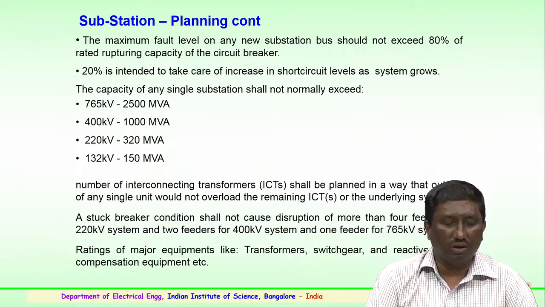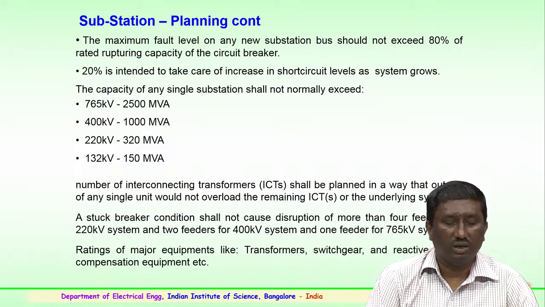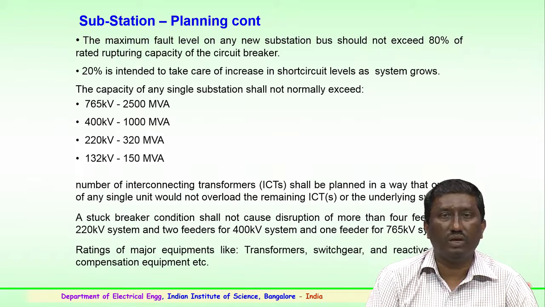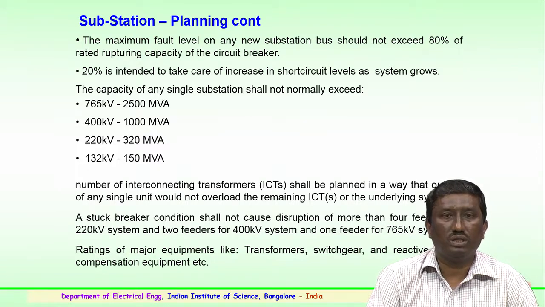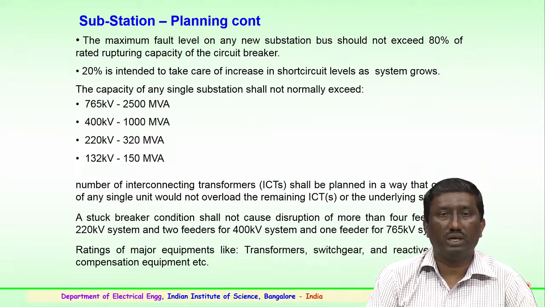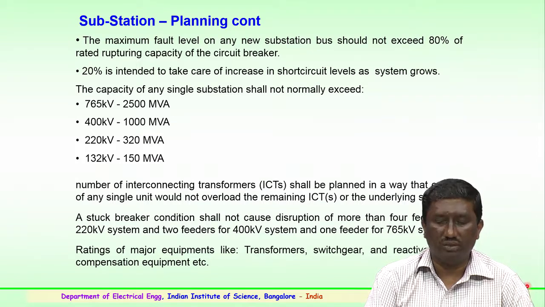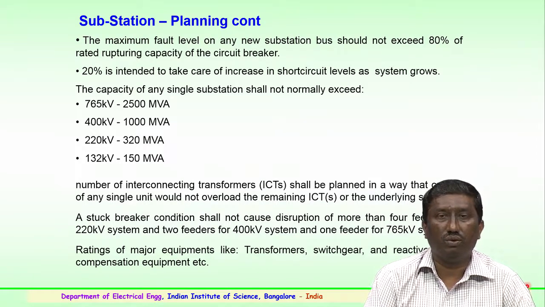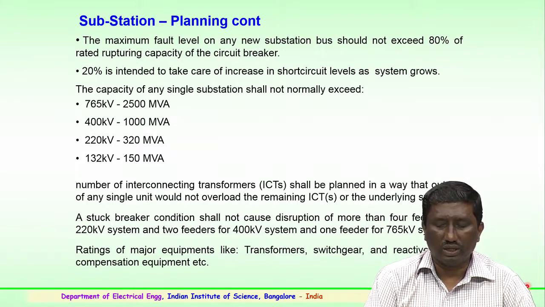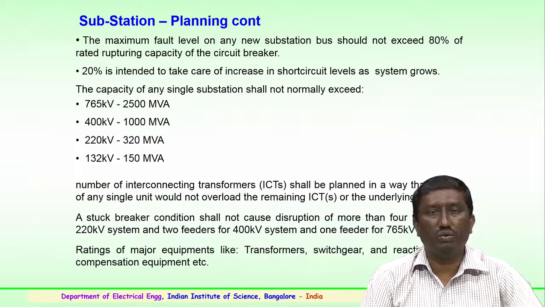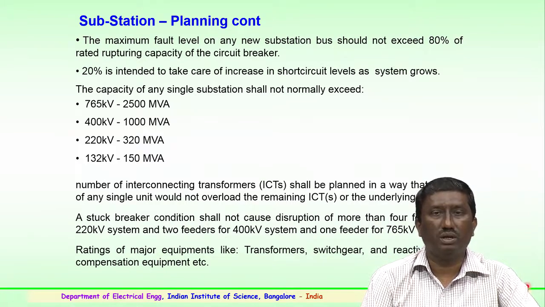The capacity of any single substation should not exceed, and this point also has been stressed, 2500 MVA for 765 kV. For 400 kV it is 1000, for 220 kV it is 320, and for 132 kV it is 150 MVA. The number of interconnecting transformers should be planned in such a way that outage of any single unit would not overload the remaining interconnecting transformers or the underlying system. The ratings of the equipment have to be carefully chosen and planned, particularly for transformers and equipment used for reactive compensation, and so on.